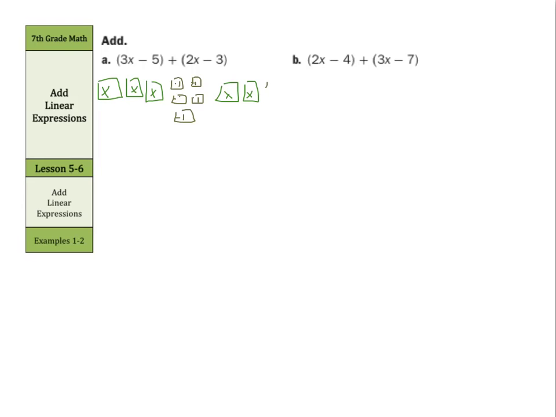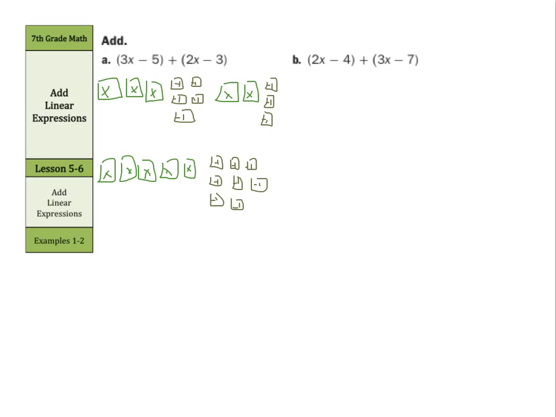And then negative 3 would have a negative 1, negative 2, and another negative 1 becomes negative 3. Now if I combine the like tiles here, combine my x's with my x's, I would have the 1, 2, 3 x's here with another 2 x's. And then I would have my negative 5, negative 1, negative 2, negative 3, negative 4, negative 5 with another 3 negatives, negative 1, negative 2, and negative 3.